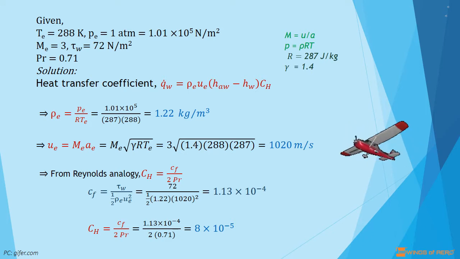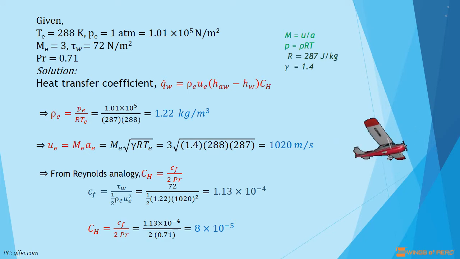Second, find the velocity of the upper plate UE. We know that the Mach number is the ratio of velocity of the vehicle to the speed of sound, which is M is equal to U divided by A. From this we can write for velocity, UE is equal to M into AE. We know M is 3, and we can find the speed of sound AE from the square root of gamma into R into TE, where gamma is the heat capacity ratio, which is 1.4. Substitute these values and solve. Thus UE is equal to 1020 meter per second.